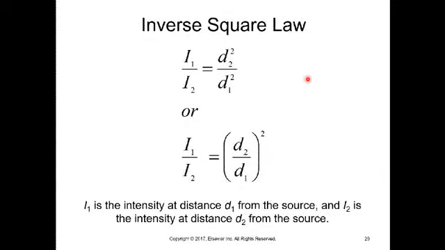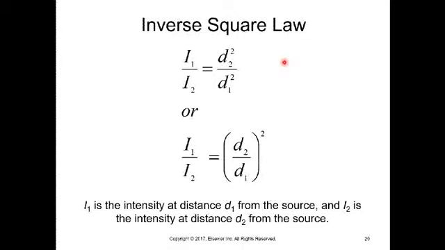Now we're going to discuss the inverse square law. The inverse square law basically is letting you know that as you get closer to a source of radiation, your intensity is going to increase. And as you move further away, your intensity is going to decrease. So the definition is every time you double your distance from your source, you decrease your intensity by a factor of 4.